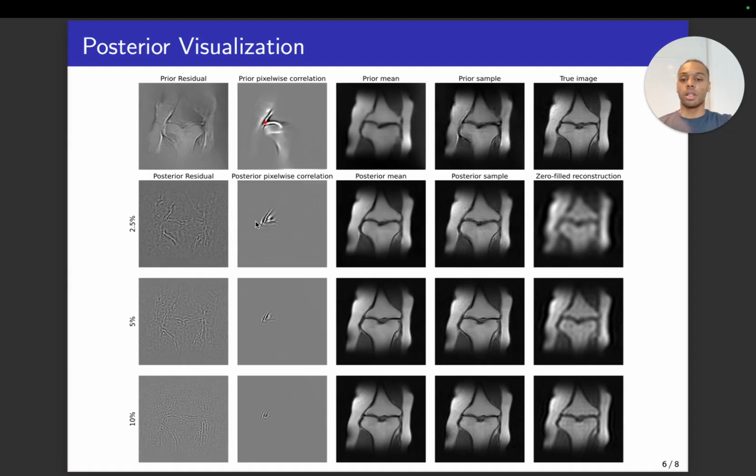A similar story is told with the pixelwise correlation. This is how correlated each pixel is to this red starred pixel here in the top row. And these spread out quite far, which is indicative of the fact that the data is not sufficient to overwhelm the interpixel correlations that exist in the posterior. At 5%, the structure breaks down somewhat, but is still quite visible, and these correlation ranges reduce. At 10%, it breaks down some more, and the correlation reduces even further. And in the paper, we got to 40% and showed that the correlation breaks down completely.